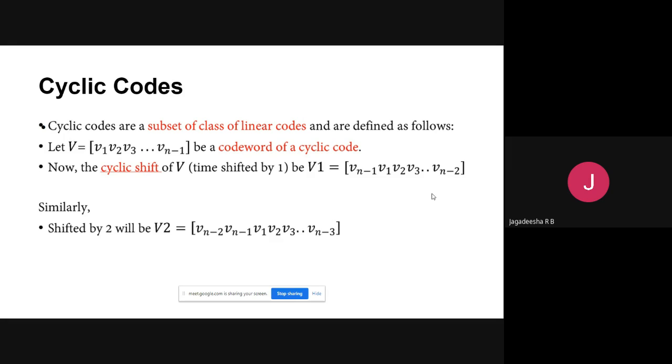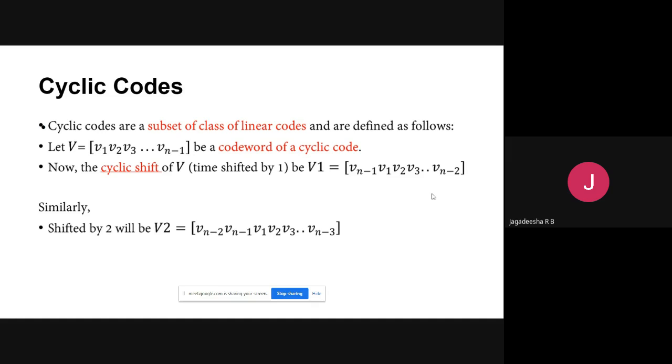So when we shift it to the right, what happens? V1 goes to the position of V2. V2 goes to the position of V3. In the same way, the last bit, Vn minus 1, takes a cycle, so it comes to the first bit position. Can you see there? Yes. So in the third line, it is mentioned that now the cyclic shift of V, which is basically a time shift by 1, will look like V1, that is equal to Vn minus 1, V1, V2, V3, and Vn minus 2. That means basically we are shifting it to the right by 1 position.